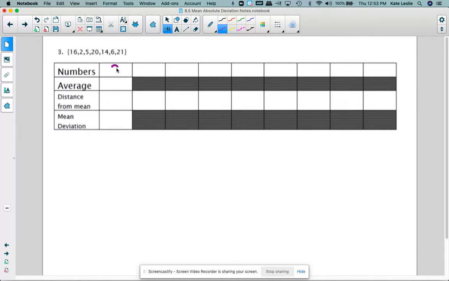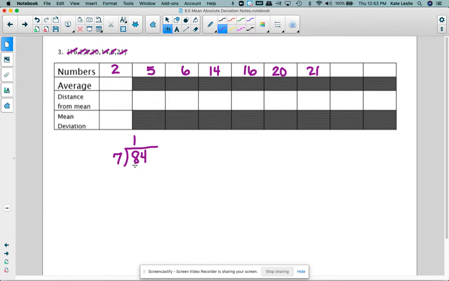We have, putting these in order from least to greatest, 2, 5, 6, 14, 16, 20, and 21. Okay, first thing I'm going to do is add these all together. So when I add them all together, I get 84. And I'm going to divide by however many numbers. 1, 2, 3, 4, 5, 6, 7. I'm going to divide by 7.